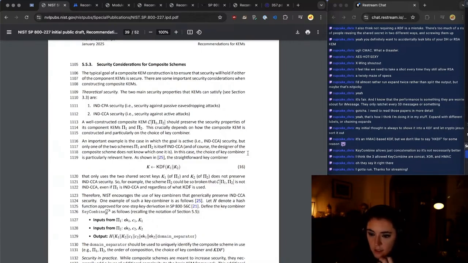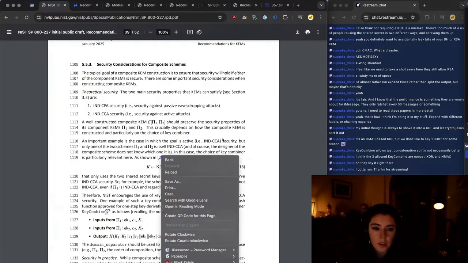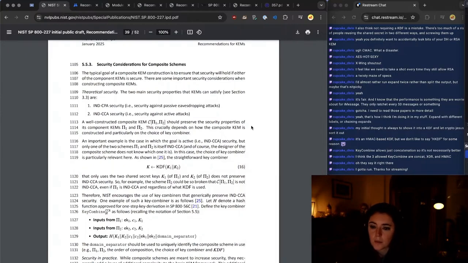Yeah. The designer of the composite scheme does not know which one it is. Sure. Well, the whole point is that at least one remains secure, and you want the construction to still retain security when one of them is broken. All but one are broken, such as by a quantum computer. Shown in 25. I don't want to click away. I don't want to lose my spot.